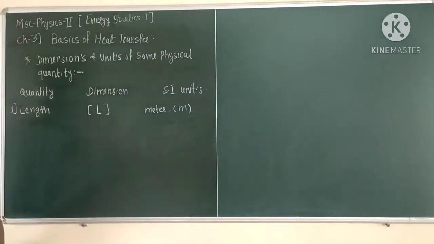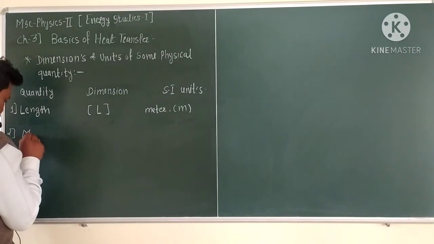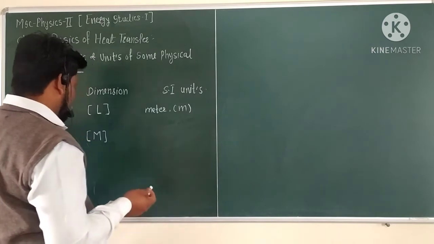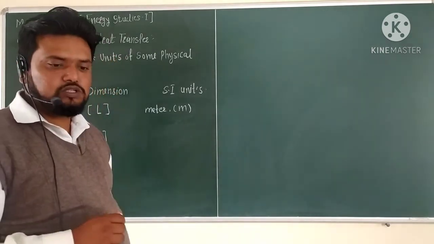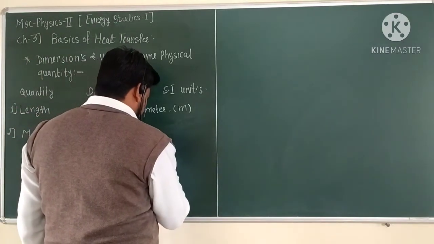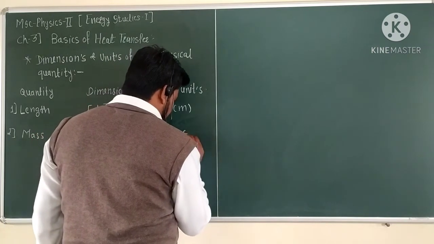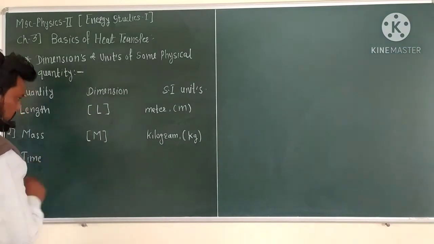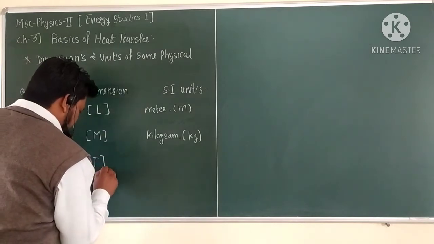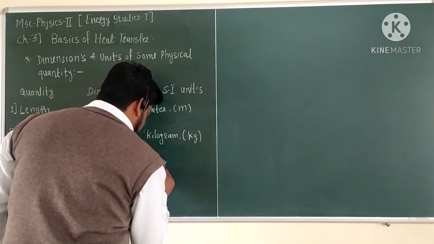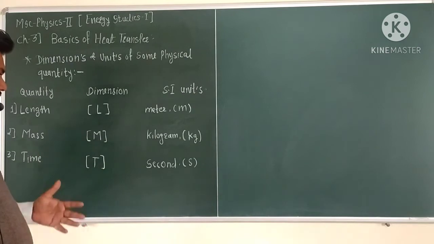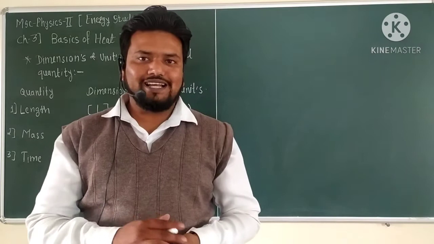Next quantity is mass. Its dimension depends on the mass of a particular substance, and its SI unit is the kilogram, denoted by kg. The third quantity is time. Its dimension is T, and its SI unit is the second, denoted by small s. These are the three main quantities, and the dimensions of other physical quantities depend upon them.